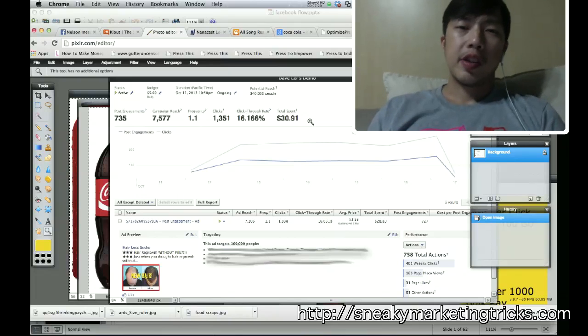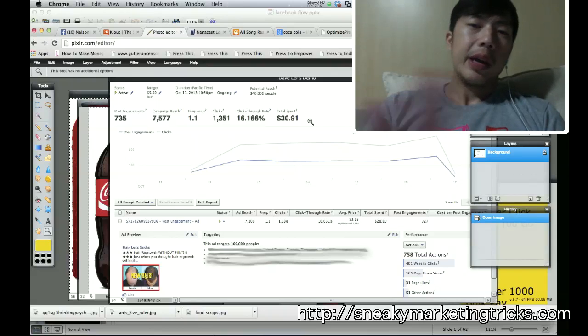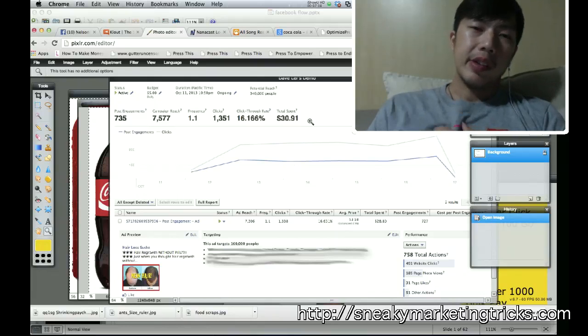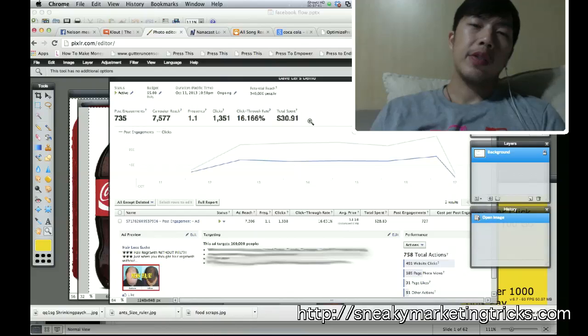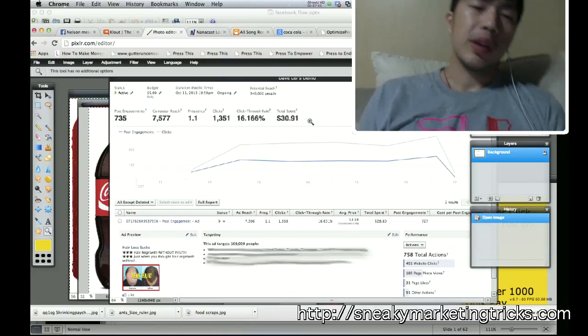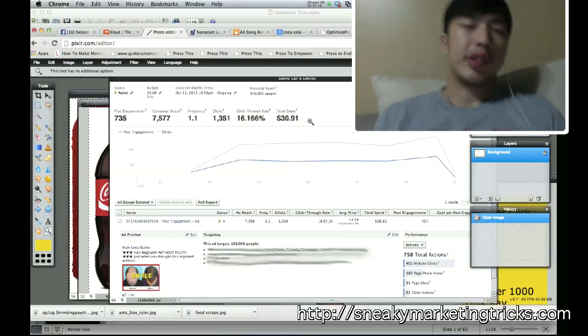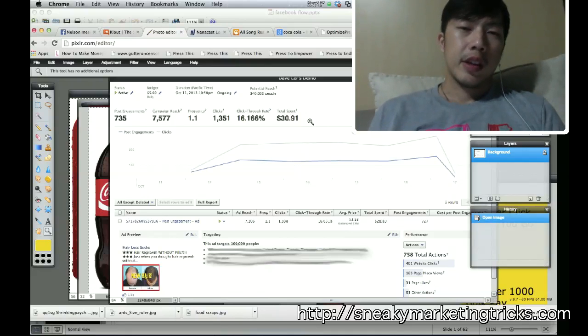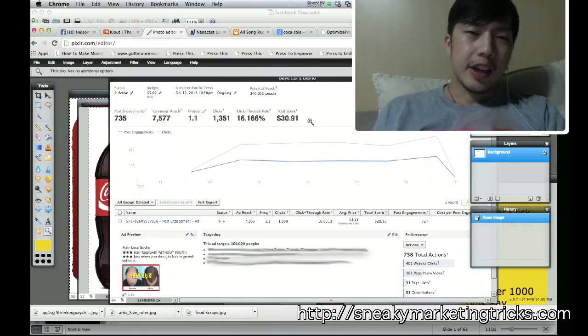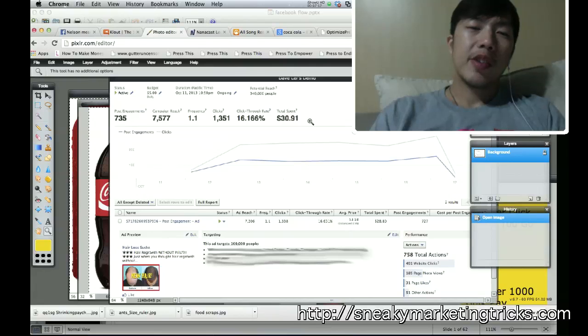This could have gone any way. What can happen if the spend was the same? We still spent $30.91, but the click-through rate, instead of 16.16%, was one tenth of that. What if it was just 1.61%? Now how many clicks would we have less? Divided by 10, we would have only 135 clicks for $30.91.